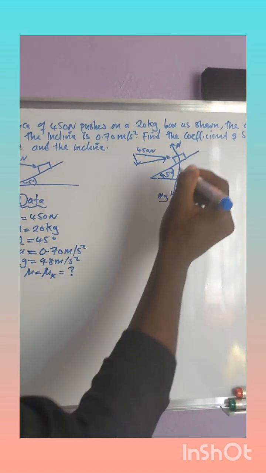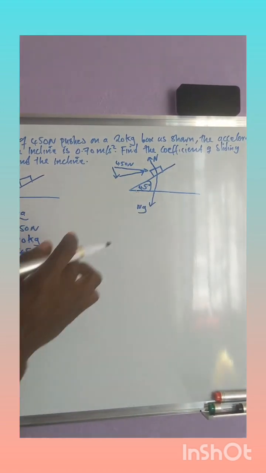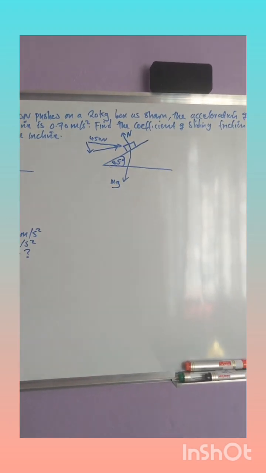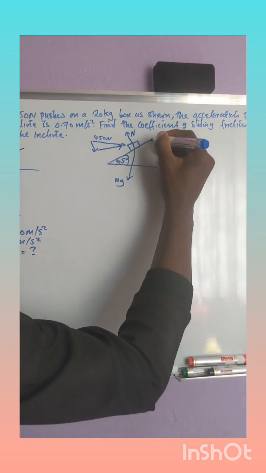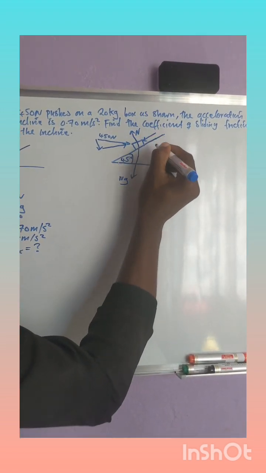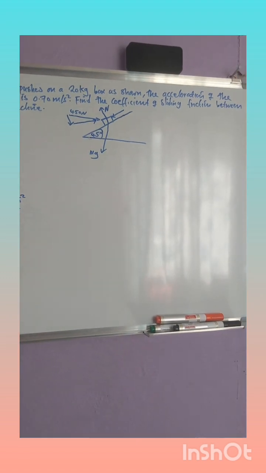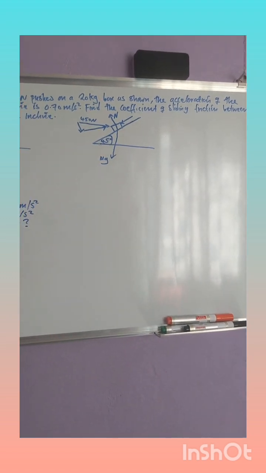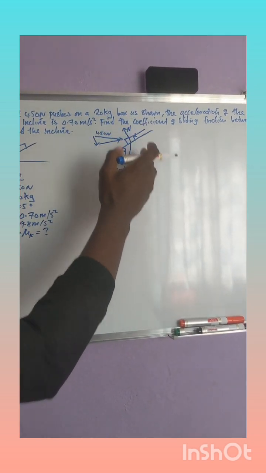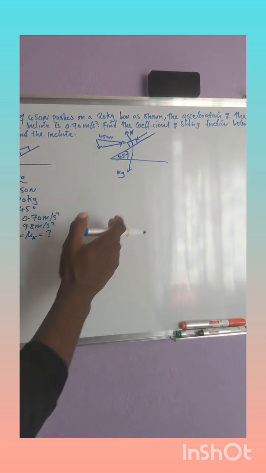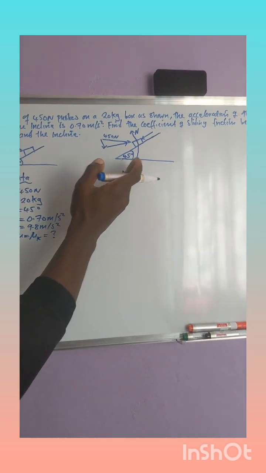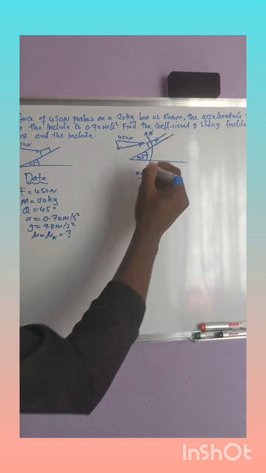Then we have the force which is opposing the motion of this box, which is the frictional force. The frictional force is acting in the opposite direction. And as you can see here, the weight is not acting straight downward. It's acting at an angle, so we need to resolve it into x and y components.